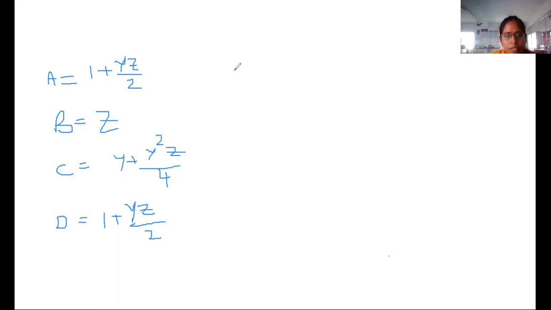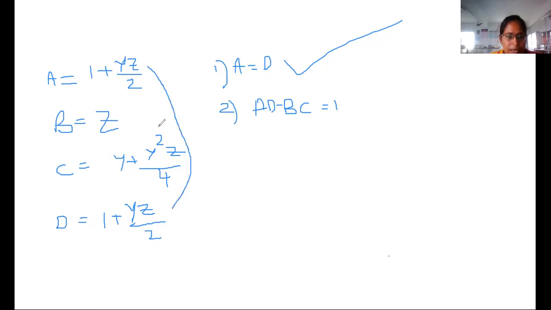So the first condition, A equal to D, can be satisfied. The second condition is AD minus BC equal to 1, and in this condition A into D can be multiplied and B into C can be multiplied.